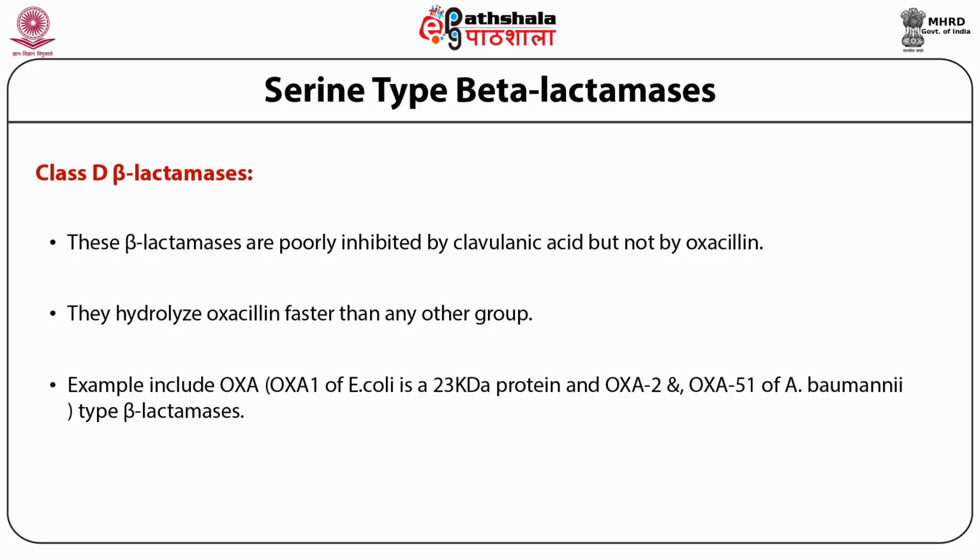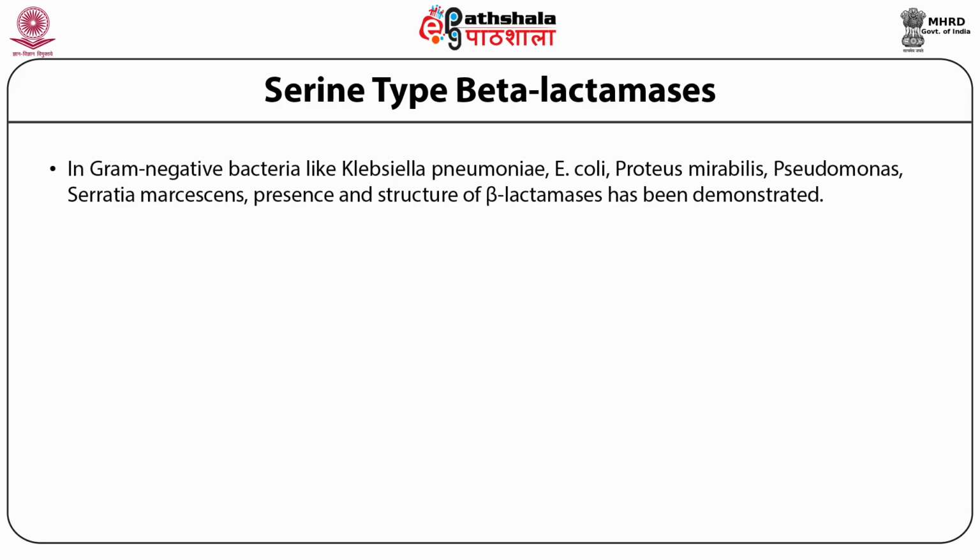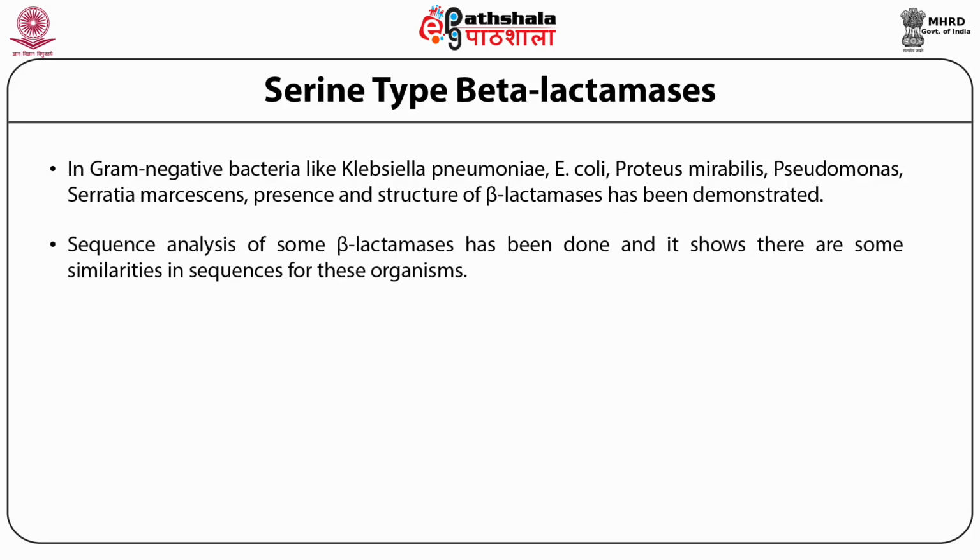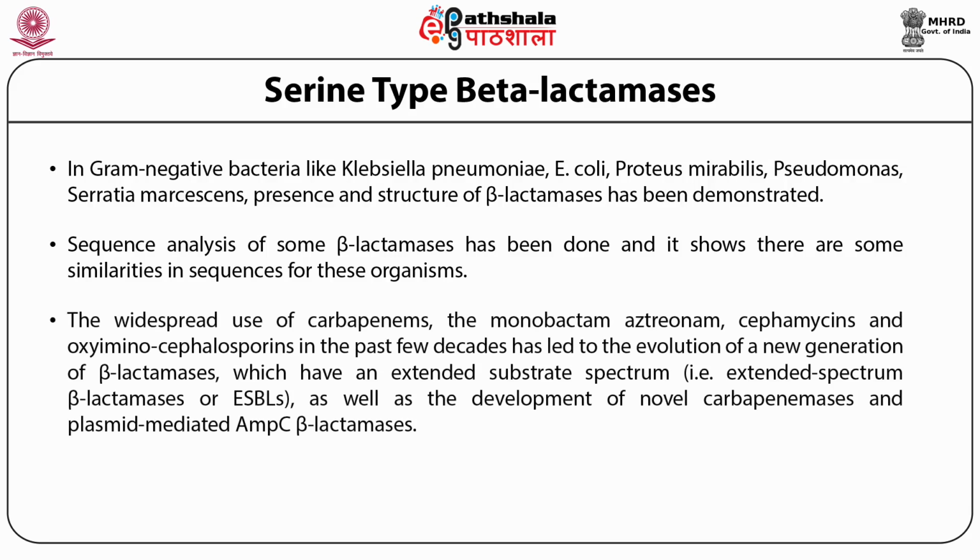E. coli, OXA-24 of Acinetobacter baumannii, OXA-51 of Acinetobacter baumannii. In gram-negative bacteria such as Klebsiella, Pseudomonas, Proteus, and others, the presence and absence of beta-lactamases has been demonstrated. The sequence analysis of some beta-lactamases has been done, and it shows that there is some similarity in the sequence of these organisms.